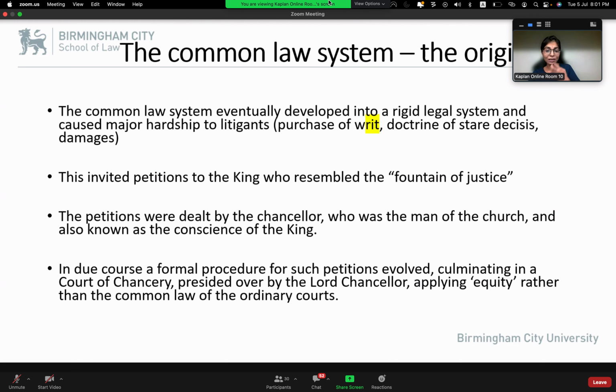The public began to move towards the king. So they petitioned the king. They wanted their cases to be heard in the king's council. They wanted the king to help them address the grievances. And the reason why is that the king was always seen as a fountain of justice. It's a court system which is created by the king. The king was the first judge. Of course, at the beginning, he was willing to accept cases.